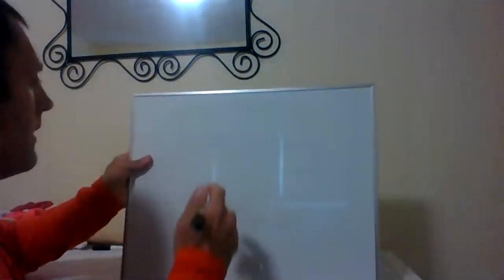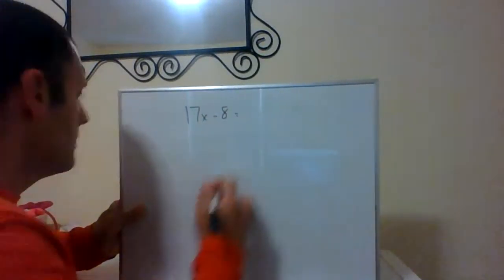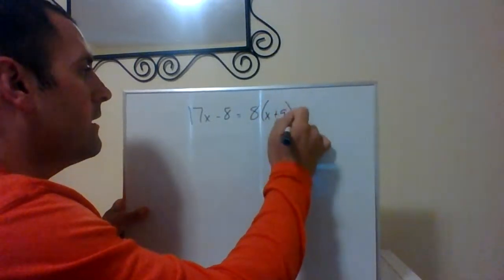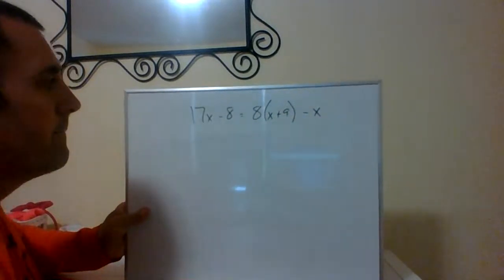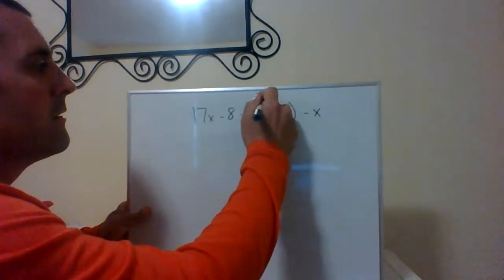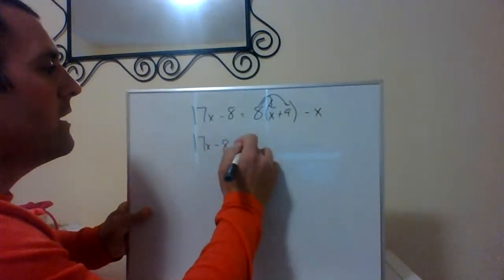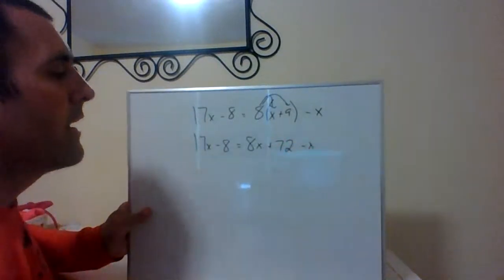All right, last one. 17x minus 8 equals 8 times the quantity x plus 9 minus x. Okay, so distributive property. 17x minus 8 equals 8x plus 72 minus x.